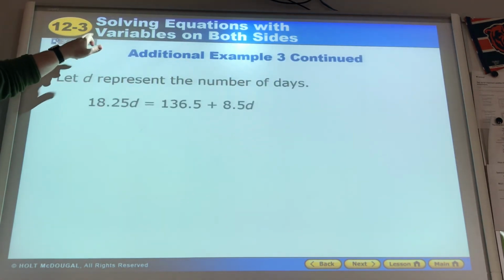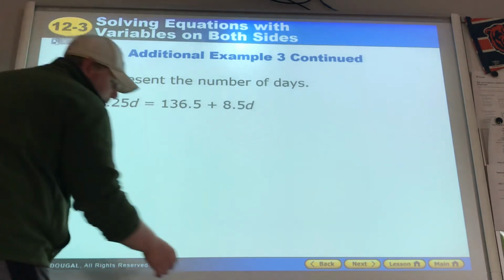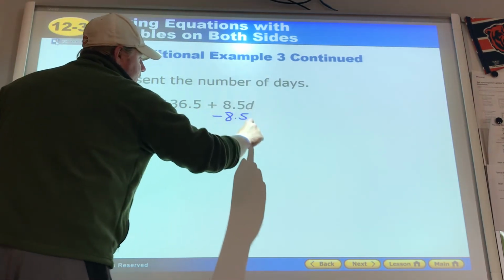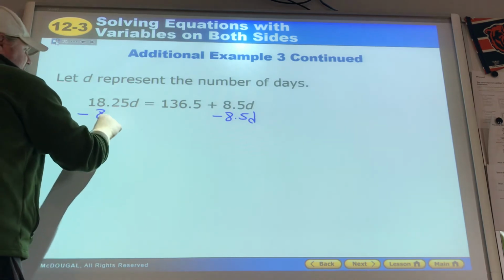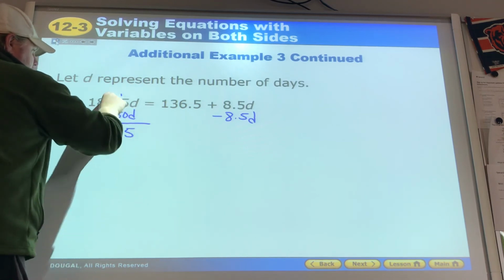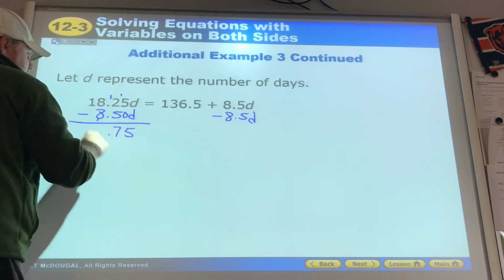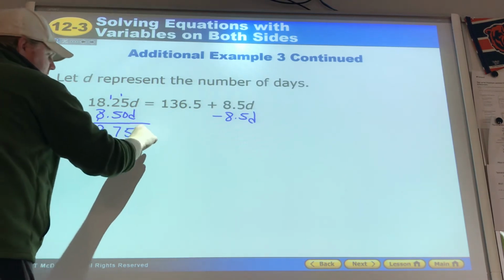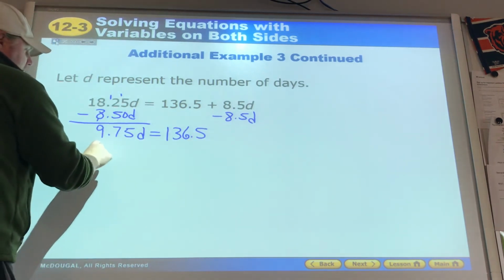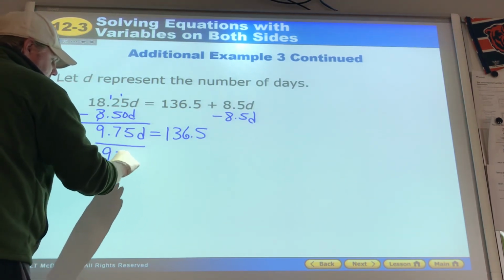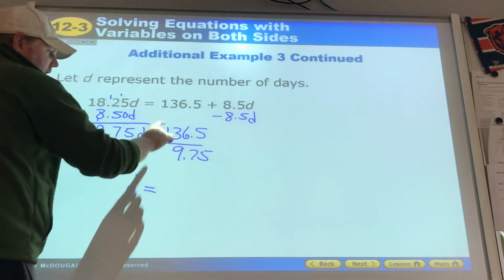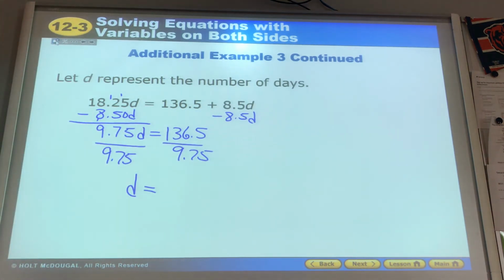So, let D represent the number of days. Boom, we wrote it out. Now, ready to do our math? Subtract 8.5D from both sides. All right, so that's 9.75D. D equals 136.5. I divide by 9.75. And then my number of days is whatever 136.5 divided by 9.75 is.